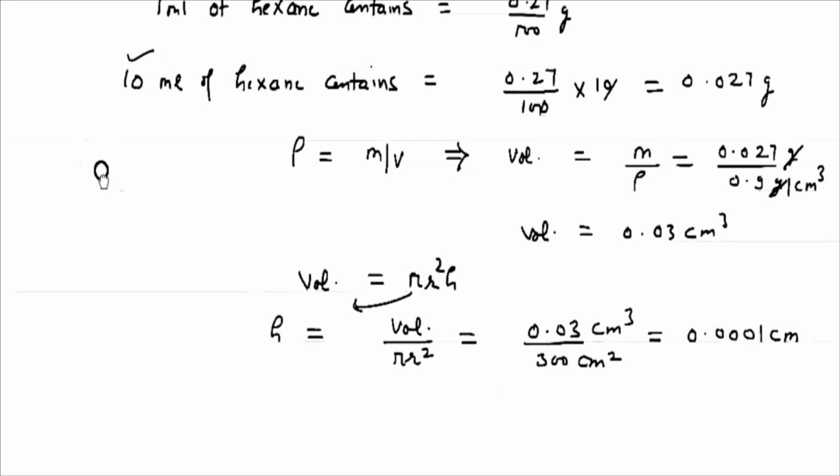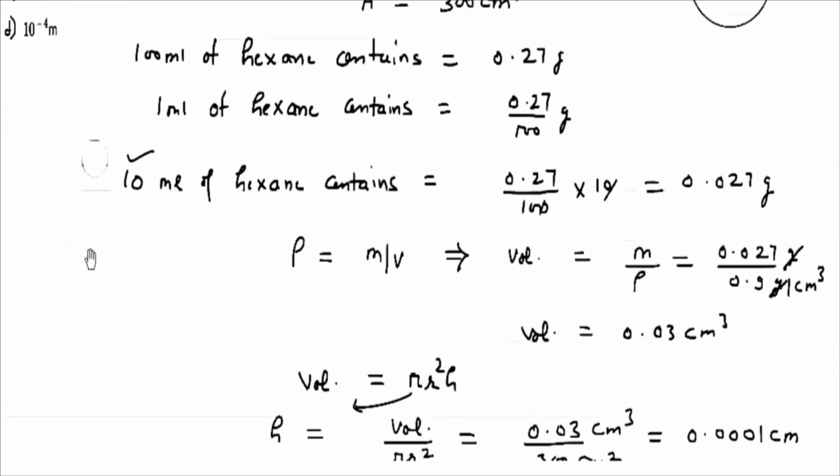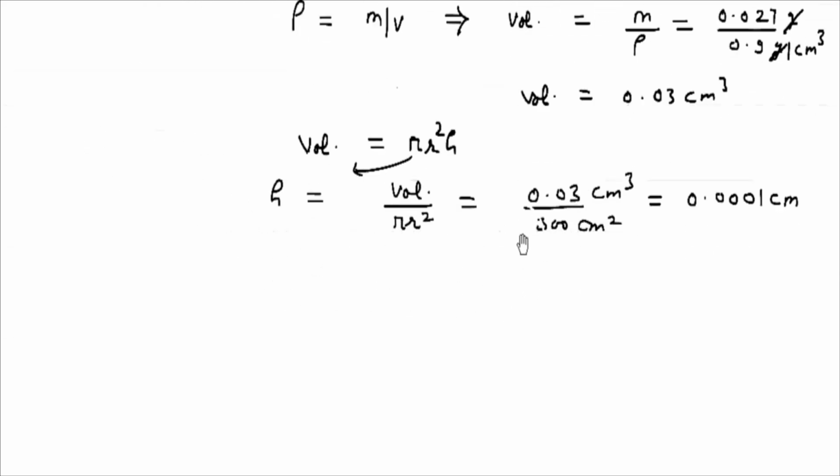But in the question we have been asked for the answer in meter, so you can easily convert it. The height of the monolayer, if I convert into meter, becomes 0.000001 meter. Or in scientific notation, the height of the monolayer comes out to be 10 to power minus 6 meter.